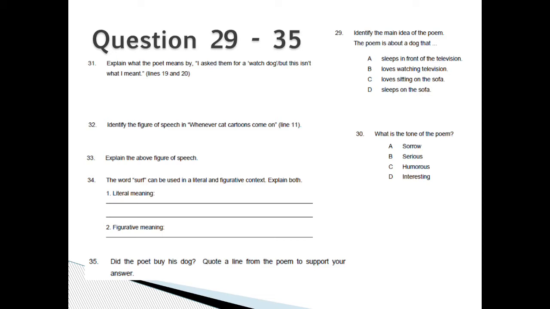Question 30. What is the tone of the poem? Is it A. sorrow, B. serious, C. humorous, or D. interesting? Question 31. Explain what the poet means by "I asked them for a watchdog, but this isn't what I meant." Lines 19 and 20.